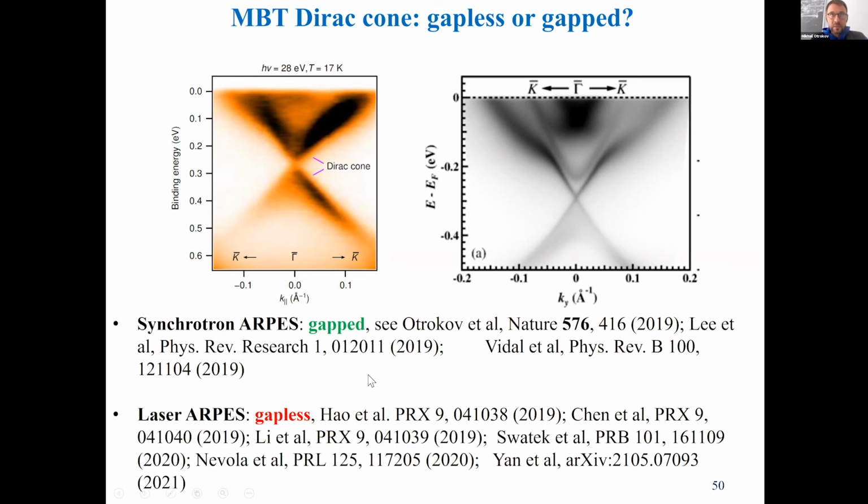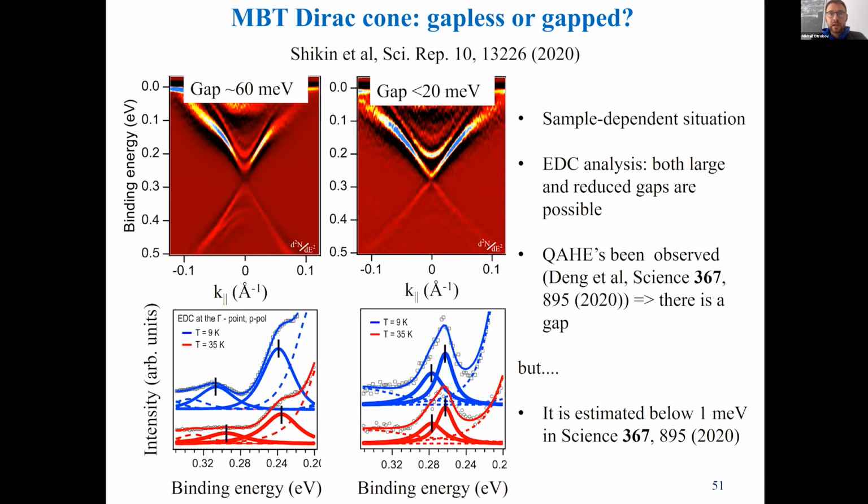Without entering into details of why this could happen, there is plenty of literature and plenty of discussion in these papers, because basically the reason is not established today. But I would like to emphasize that even with laser ARPES, it is not always the case, because lately, as far as I see from the literature, the point of view of the gapless Dirac point, the Dirac cone of MBT, is becoming generally accepted. I would like to highlight this publication.